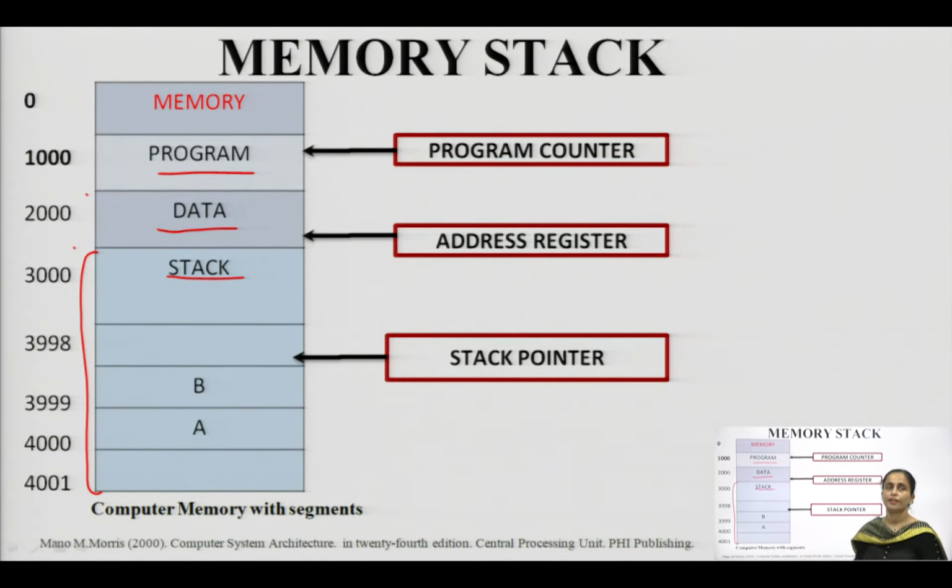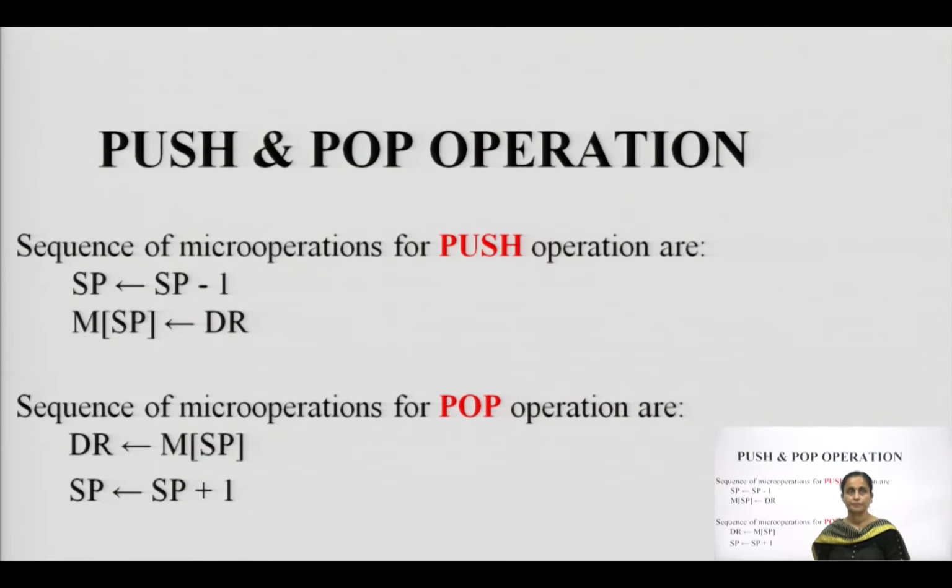Then we have taken 3 registers. First is my program counter, that tells me the address of the instruction that has to be fetched next. Then the second register, the address register, that tells me the data content from the data segment. Then the third one is the stack pointer, that will tell me the address of the top of the stack.